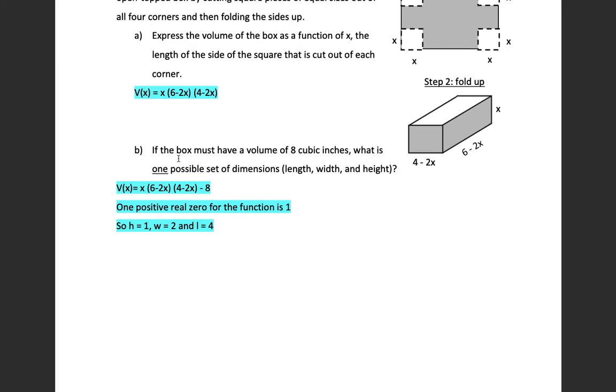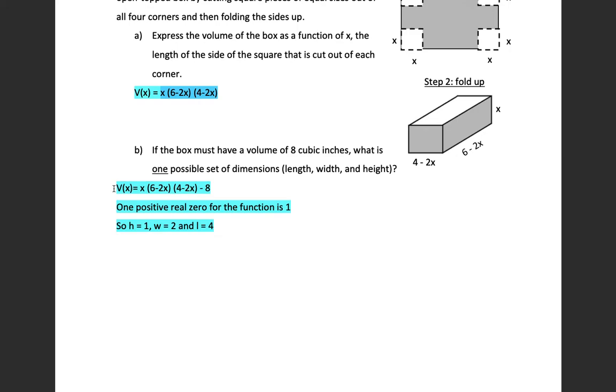If the box must have a volume of 8 cubic inches, what is one possible set of dimensions: length, width and height? So V of x, you see this is given, and this is given, 8 cubic inches, so this is our volume. You can write this equals 8. When you bring the 8 to this side, it becomes minus 8, like this. Because they said the volume is 8 cubic inches, this equals 8, then you bring it back to this side and it becomes minus.